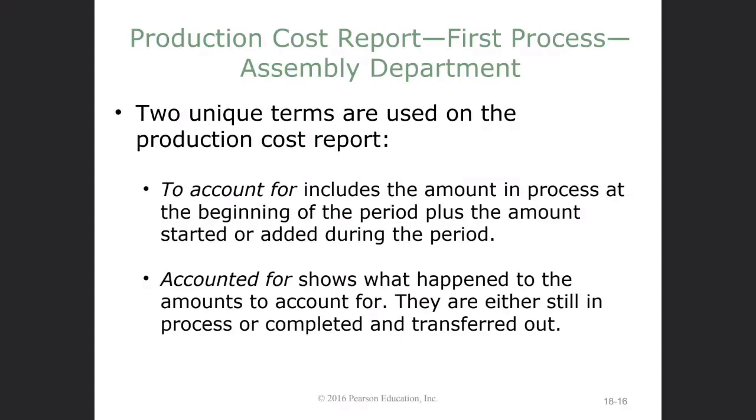Two unique terms are used on our production cost report. So the two terms that we use on our production cost report are to account for and accounted for. Does anyone know what to account for is? Or you can tell me what you think accounted for is. So we have to account for, accounted for.